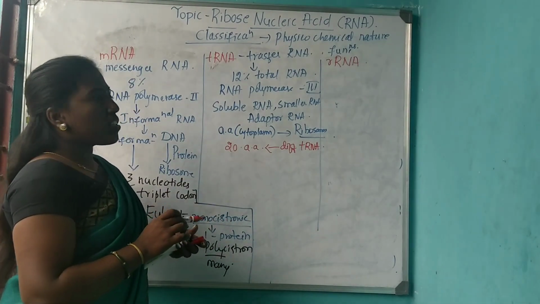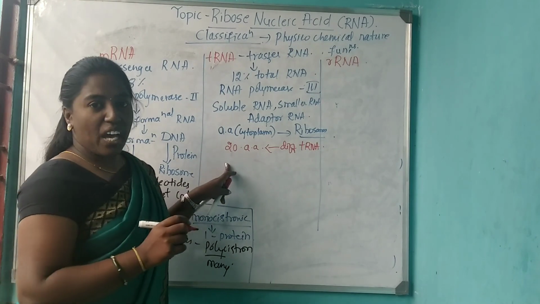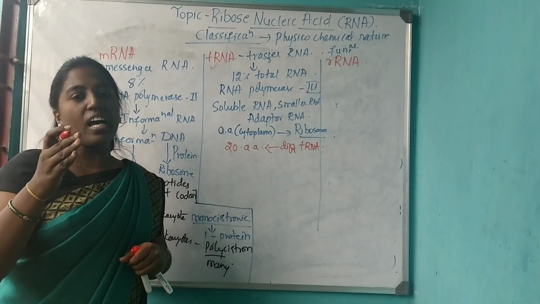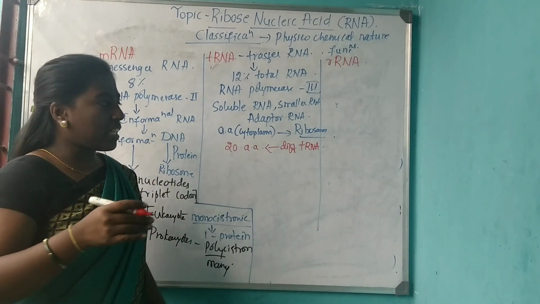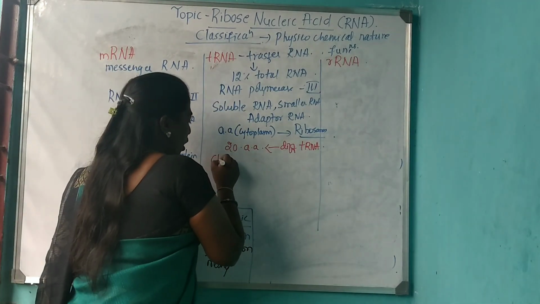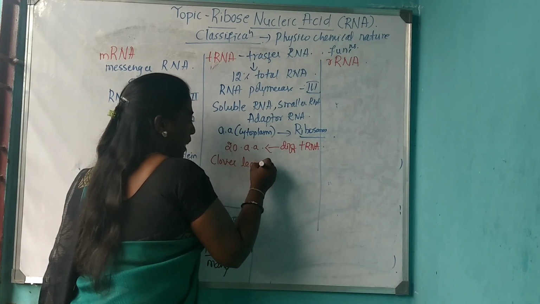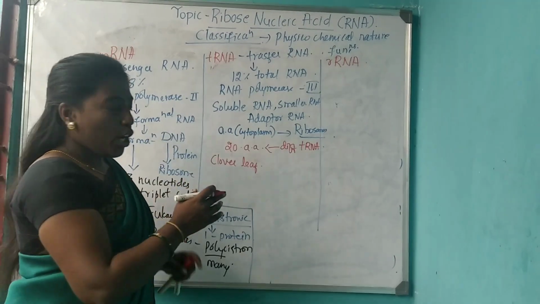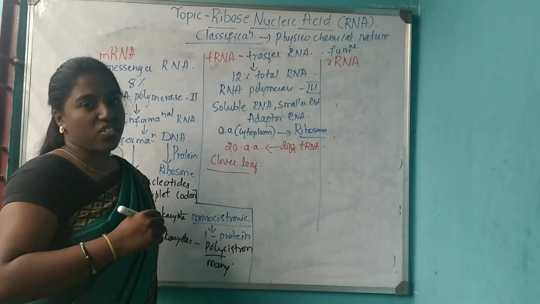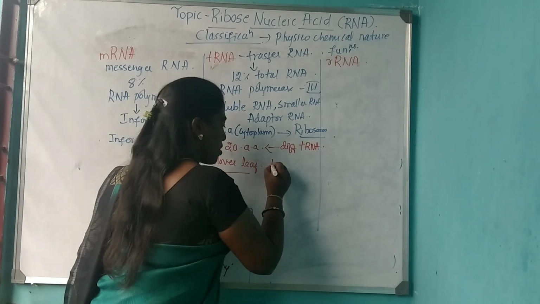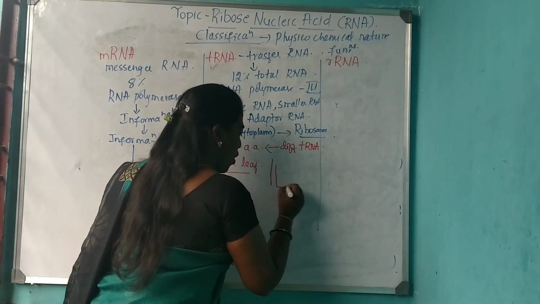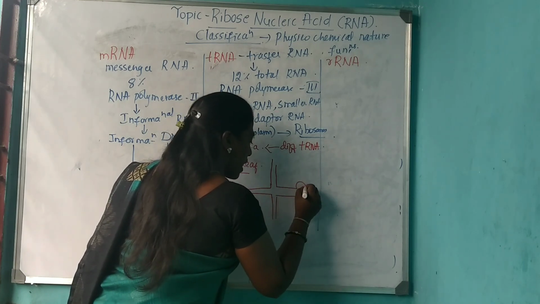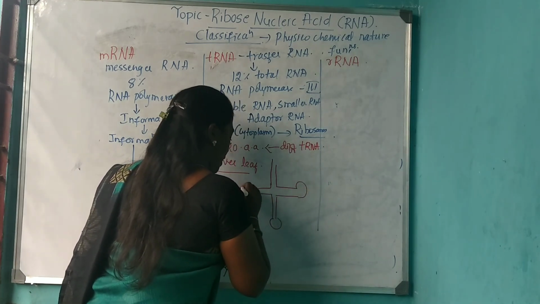When you consider the structure of tRNA, it has a clover leaf-like structure, and its three-dimensional structure is L-shaped. RNA is actually single-stranded, so here it is folded to form a clover leaf-like structure. You can find the 4 arms here. These are the 4 arms of the tRNA.